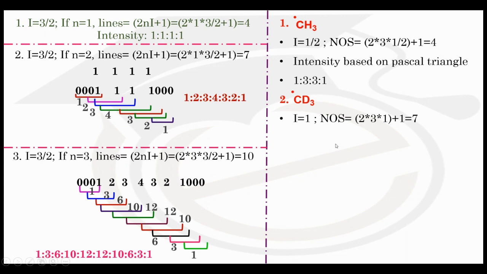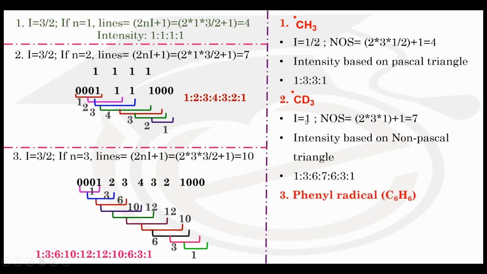And here deuterium has a nuclear spin of 1, so the intensity is based on non-Pascal triangle, and the ratio is 1 is to 3 is to 6 is to 7 is to 6 is to 3 is to 1. This we have discussed in the previous slide. So the intensity ratio is 1 is to 3 is to 6 is to 7 is to 6 is to 3 is to 1. These two values, if you can remember, that is better. In most competitive exams, these two questions are coming.